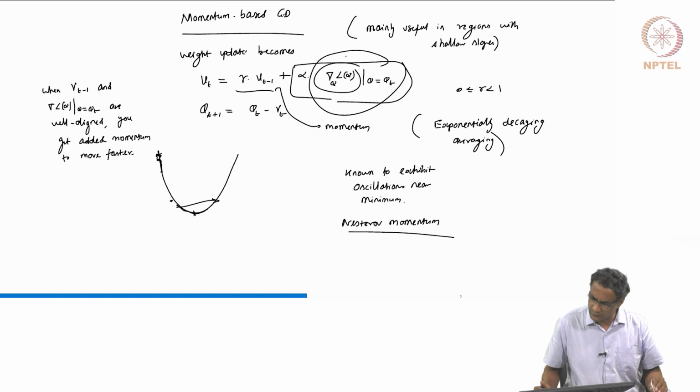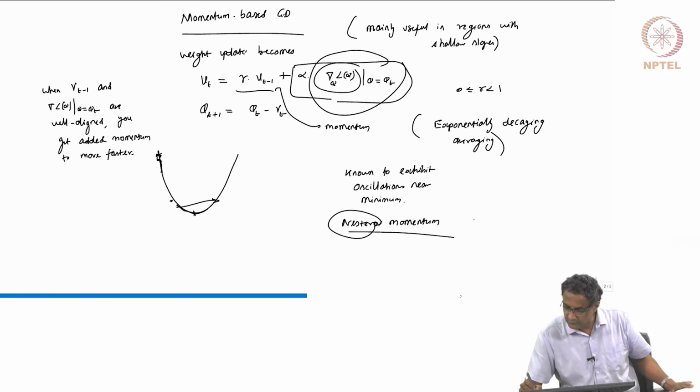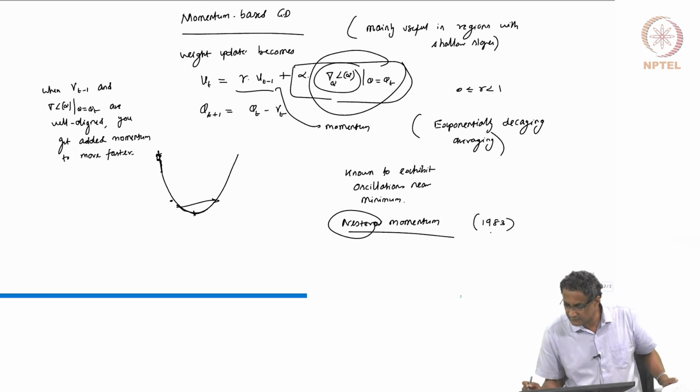Nesterov momentum goes after a person's name, by the way. Nesterov, 1983. His name is Yuri Nesterov, so this is some 1983 work. It is old, but there are several other things which are relatively new.